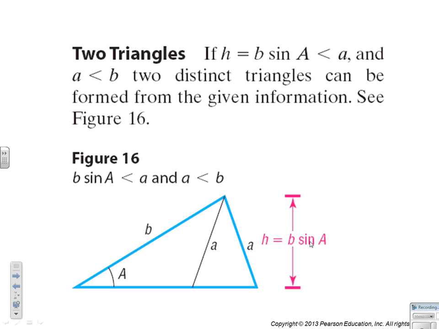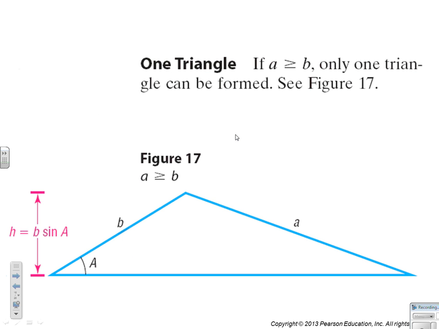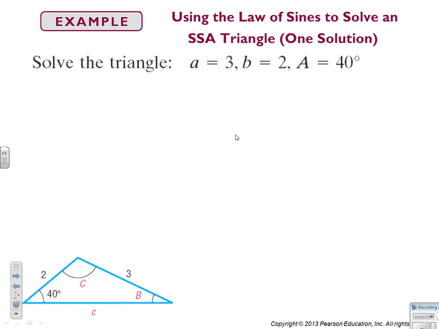And if H, which is B sine A, is less than side A, and A is less than B, two distinct triangles can be formed. So then you have the two triangle scenario. You have to solve it for one scenario, and then solve it for the other scenario. It's crazy, man. If A is greater than or equal to B, only one triangle can be formed, and that's always the situation you want because that's awesome.